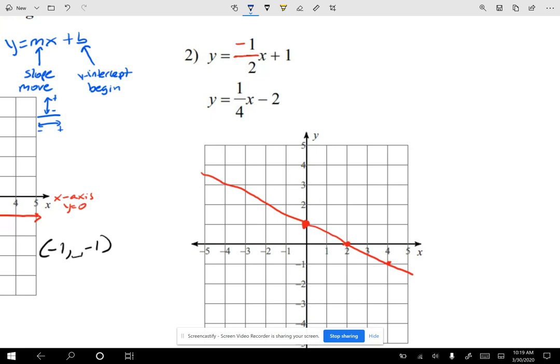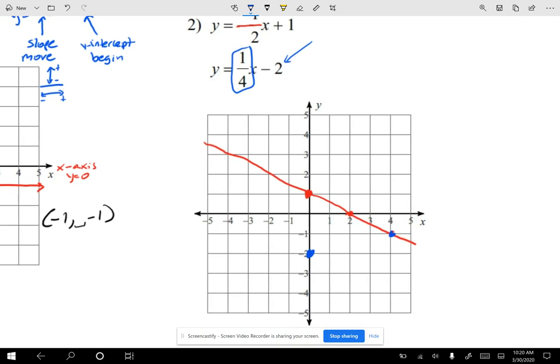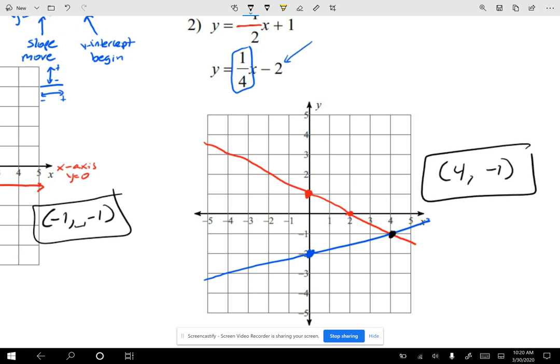Now let's take a look at the second one. I'm going to begin at -2. My slope says go up 1 and 4 to the right. I'm looking at my slope. Go up 1, 4 to the right. Now I'm going to make a line that goes through those 2 points. The point of intersection, the point where the 2 lines intersect, is the point 4, -1. Once again, make sure after the comma you put in a space.